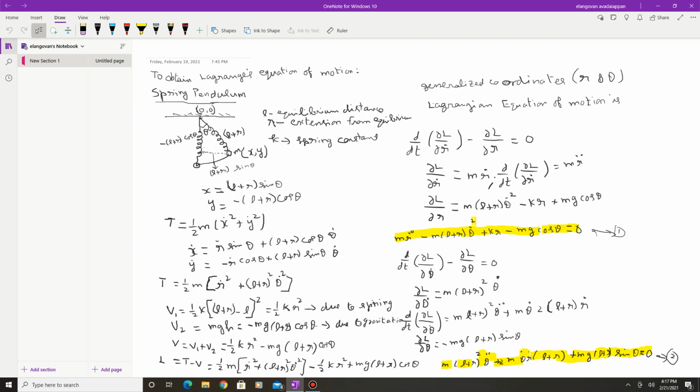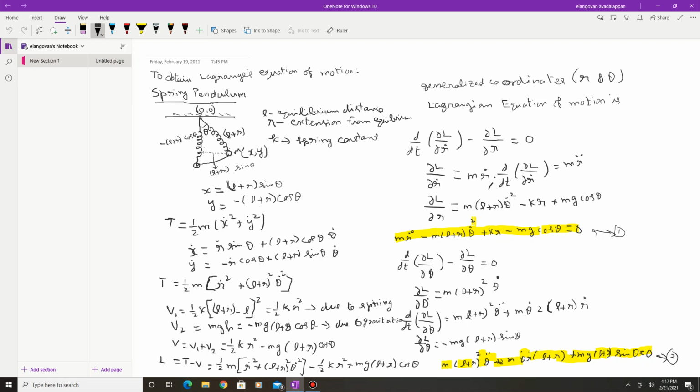Now we are going to discuss how to obtain Lagrange's equation of motion for a spring pendulum system. Now let us consider a spring pendulum. This is the spring, and this is a bob of mass m. The bob of mass m is attached to one end of the spring. The other end is fixed to this rigid bar. Choose this as the coordinate origin (0, 0).